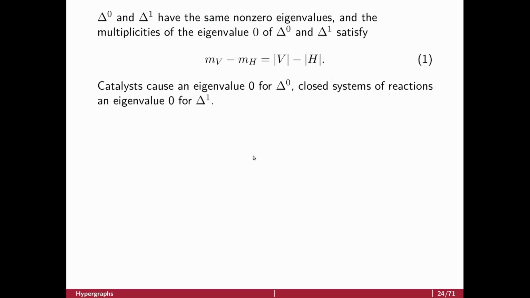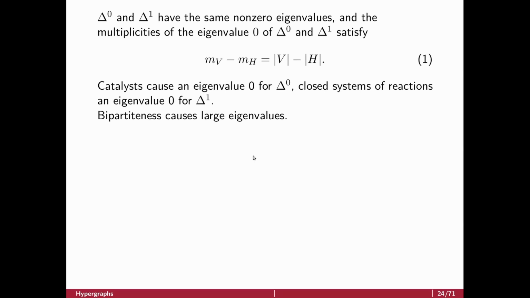Well, if you look at the hypergraphs, there could be, from a chemical point of view, catalysts that are contained in both the input and the output set, and they cause an eigenvalue 0 for the zero Laplacian. And so there are more eigenvalues 0 for the zero Laplacian on hypergraphs than there are on ordinary graphs. And likewise, closed systems of reaction cause an eigenvalue 0 for the one Laplacian on hyperedges. So already the multiplicity of the eigenvalue 0 detects some kind of information about the underlying hypergraph.